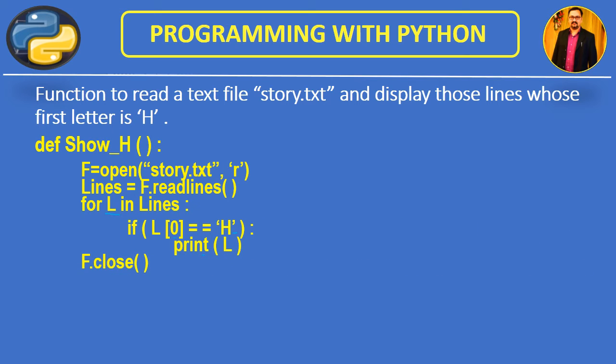For L in lines, this loop will take one line at a time from the file in the L variable, and then L[0] means the first letter of that particular line. You are checking here if L[0] equals H, then you will print it. The line you are reading will be checked, and if that line has the first letter H, it will display that line, otherwise the line will not be displayed.